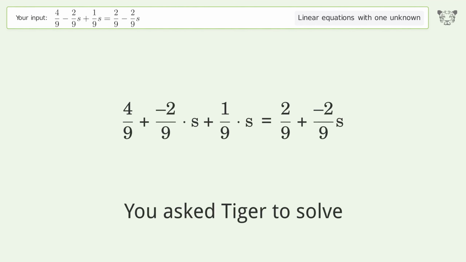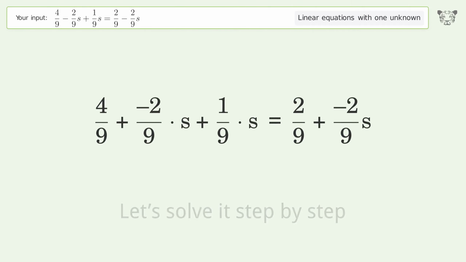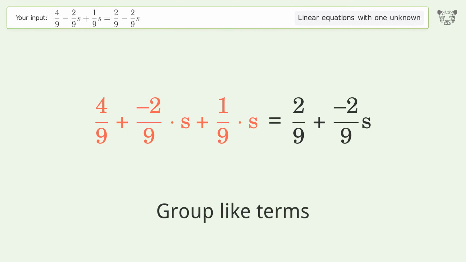You ask Tiger to solve. This deals with linear equations with one unknown. The final result is s equals -2. Let's solve it step by step. Simplify the expression. Group like terms.